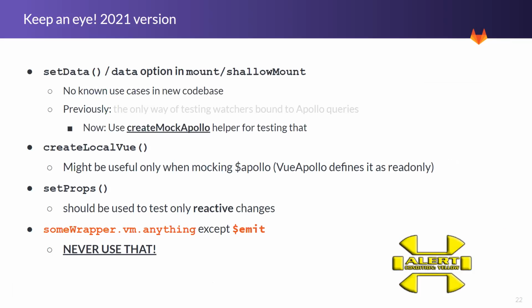Set data, unfortunately, is not deprecated. We still have an ability to set data, which is an internal matter of the component, on the wrapper. Right now, we have no known use cases to do that. Previously, we did not have a way to test watchers bound to Apollo queries. But thanks to Natalia's work on the create mock Apollo helper, now you should be able to test that in the same way as you're mocking the Axios queries. So I have no known use cases for set data.